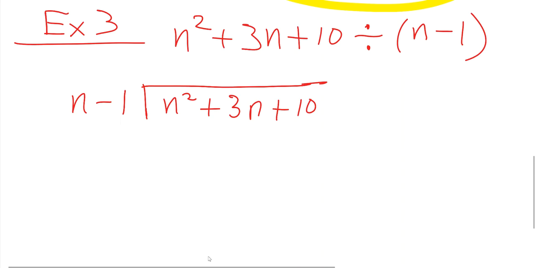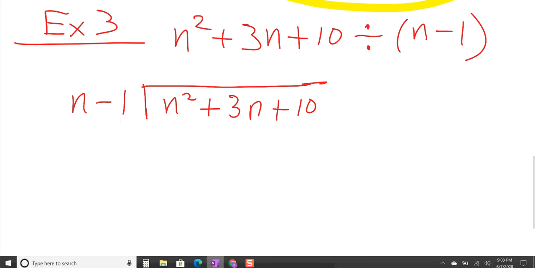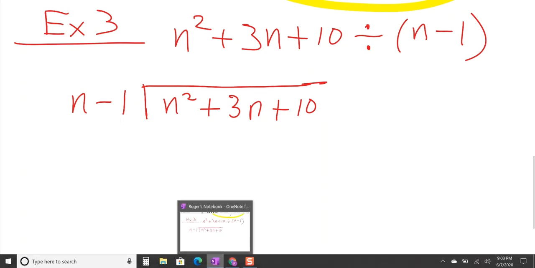So in example 3, we're taking the trinomial n squared plus 3n plus 10, and we're dividing that by n minus 1, and we're going to be using long division, okay? Long division. Why do we need to use long division? Well, the reason is because what are the factors of 10?